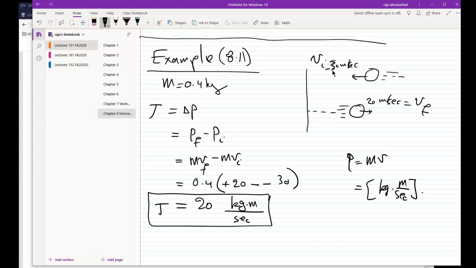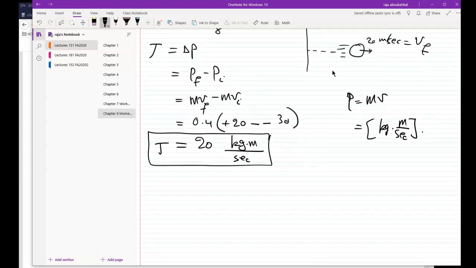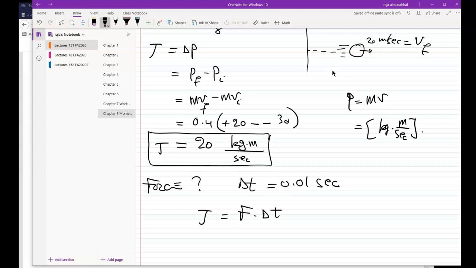Okay. Now he said, what is the force? Well, he said the time of contact is 0.01 sec. Okay, so I know that J is equal to what? F delta T. And I just found J to be what? 20 right there.